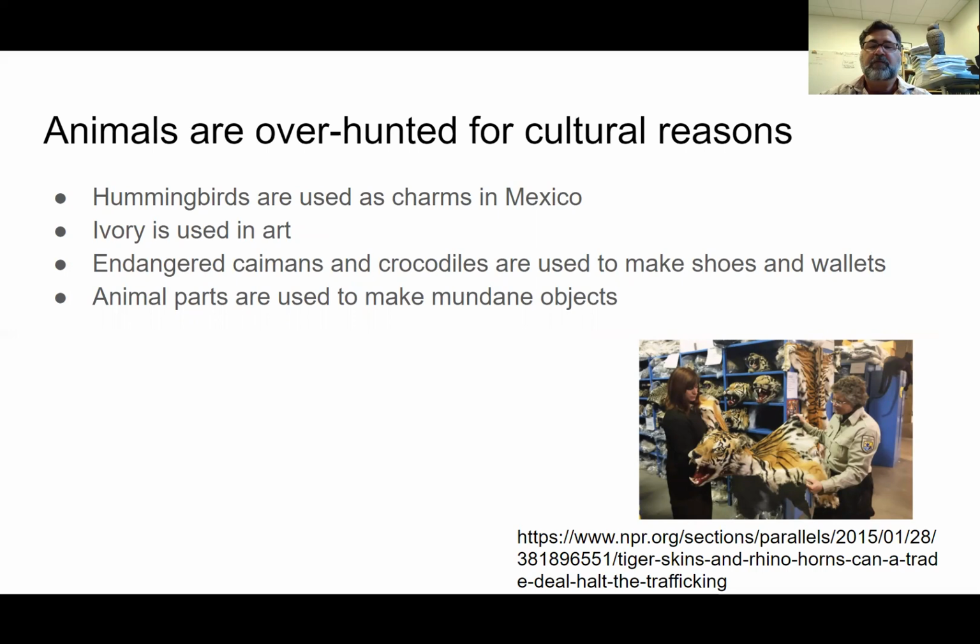And then you have more mundane uses of wildlife. What's shown here is a confiscated tiger that's just used as a throw rug. I've seen elephant legs made into umbrella holders, and it's really unfortunate and terrible.